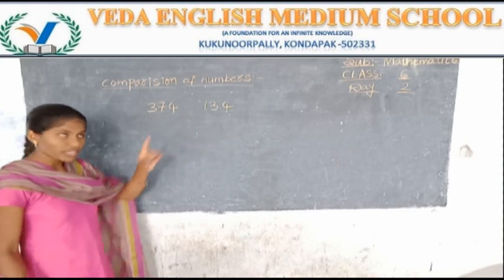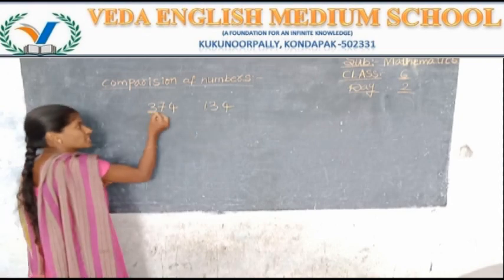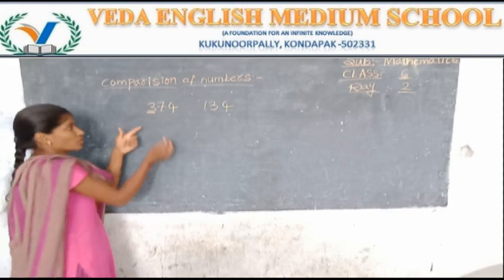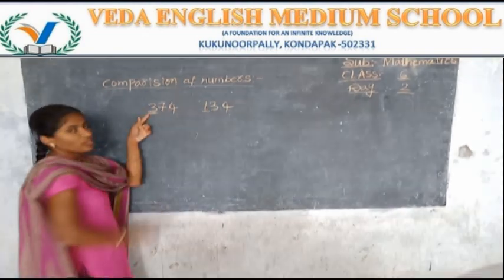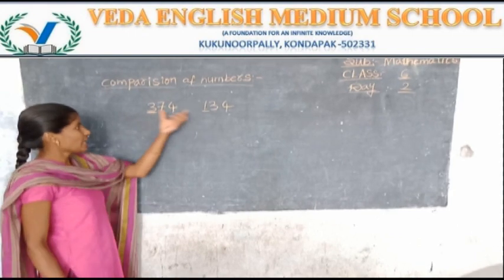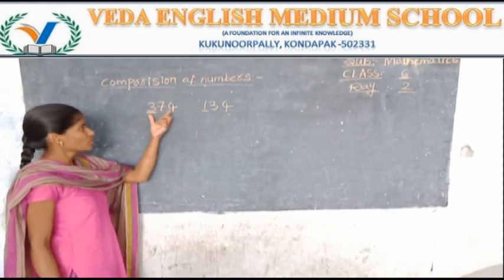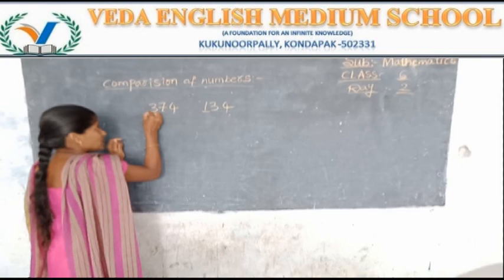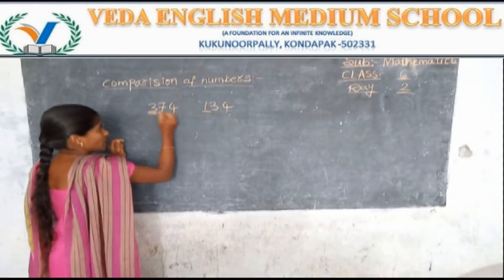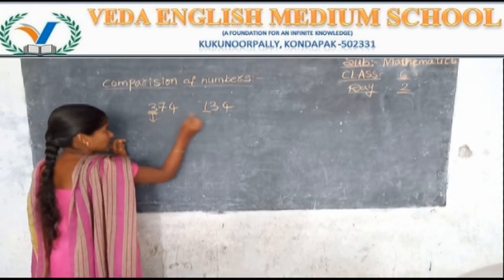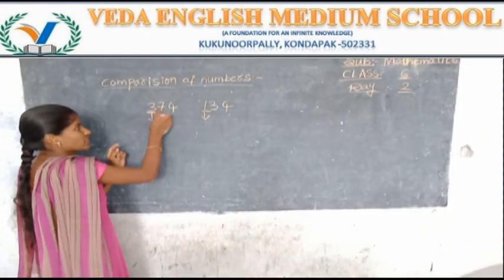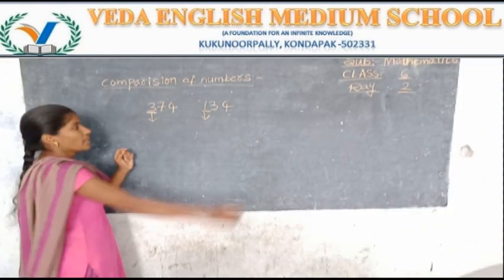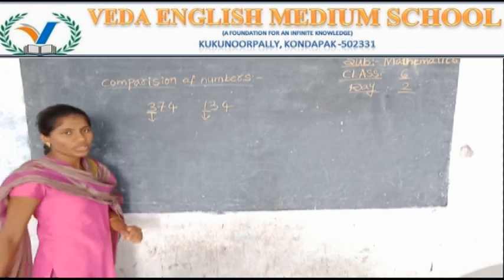If the digits are equal, then you have to compare the first number. What is the first number here? 3. What is the first number here? 1. Are 3 and 1 both the same? No, both are not equal. Out of these two numbers, 3 is the greater number. So 374 is the greatest number and 134 is the smallest number.